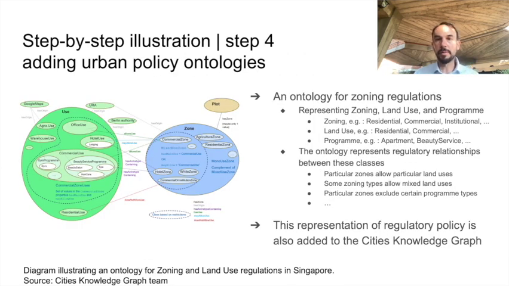Let's focus on an example belonging both to urban policy and urban planning: land use and zoning. To represent this, we added an extra ontology to our city's knowledge graph. This ontology represents zoning, land use, and program. The ontology captures regulatory relationships between these classes, including particular zones that allow particular land uses, some zoning types allowing mixed use, and particular zones that exclude certain program types. As such, this representation of regulatory policy is also added to the city's knowledge graph.